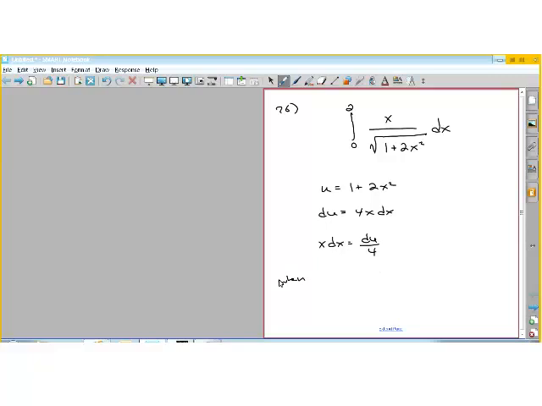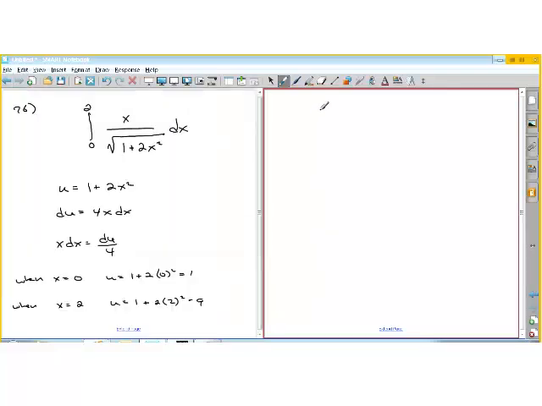And then we're going to redefine the limits. So when x equals 0, u is equal to 1 plus 2 times 0 squared, which is 1. And when x is equal to 2, u is equal to 1 plus 2 times 2 squared. So 1 plus, that's 8. 1 plus 8 is 9.